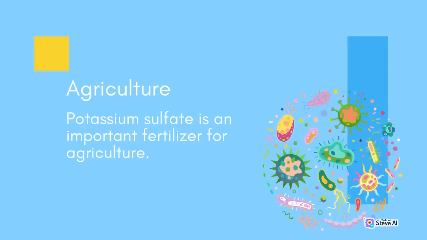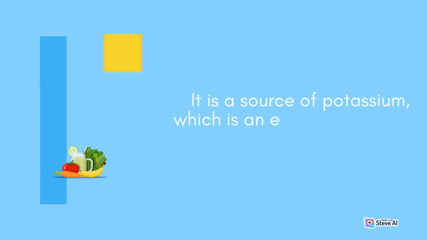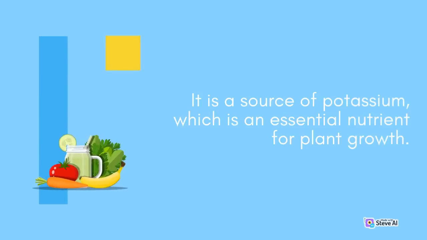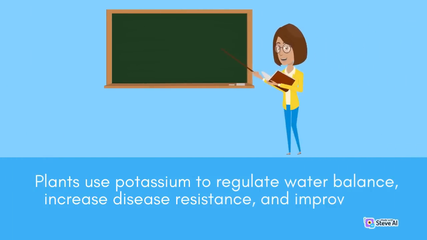Agriculture. Potassium sulfate is an important fertilizer for agriculture. It is a source of potassium, which is an essential nutrient for plant growth. Plants use potassium to regulate water balance, increase disease resistance, and improve fruit quality.